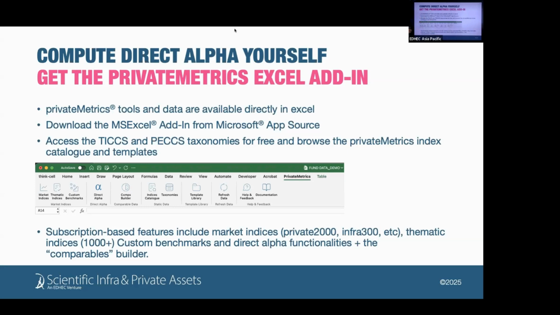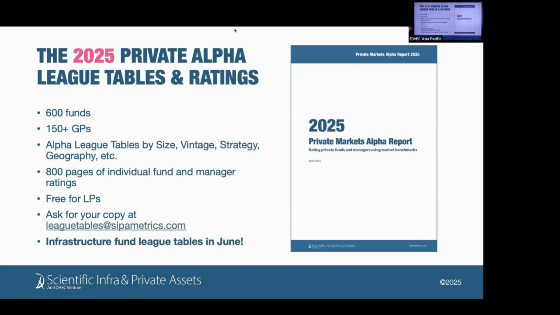If you want to know more about the research that we've done on this sector, there's also this report that we've published very recently, which covers 600 funds, more than 150 GPs, and it's free for LPs. So if you're an LP, get in touch with us. You can get it for free. It's 800 pages of fund analysis goodness. If you're not an LP, you can also get it, but you'll have to talk to our sales team. But it's not that expensive.